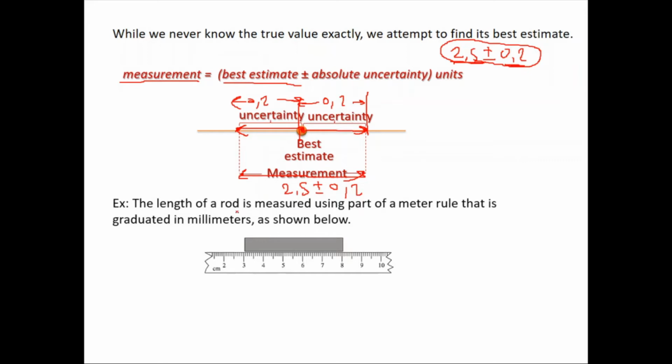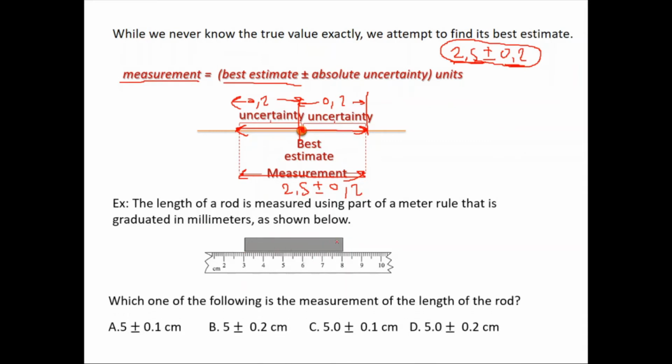For example, the length of a rod is measured using part of a meter ruler that is graduated in millimeters, as shown below. Now we are going to measure this length. What will be our result? First of all, we align the object to our 0 point, but here we are going to align it to 3. It's not important. Then we make our measurement: 1 centimeter, 2 centimeters, 3, 4, 5 centimeters. So we are measuring 5 centimeters here.